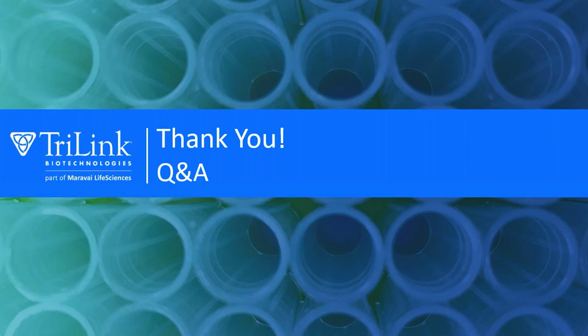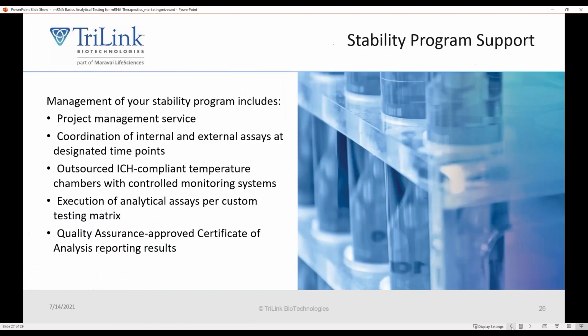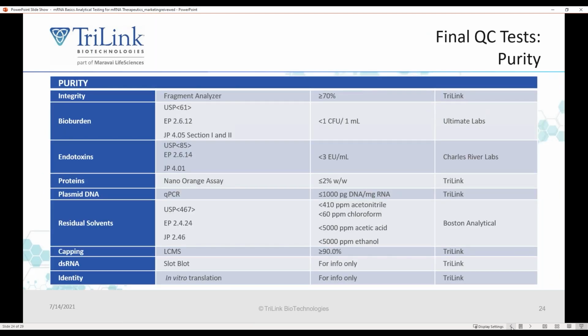Thanks, Jessica. How much material is needed for analytical tests? That's a good question. I'll scroll back to the release panel we previously shown. The most material is going to be consumed by the bioburden test, and it will be driven by the specification. So, for example, on this panel, we've shown that the specification is less than 1 CFU per milliliter, which would mean we'd need to test 1 milliliter of product for aerobic bacteria and 1 milliliter of product for fungus.